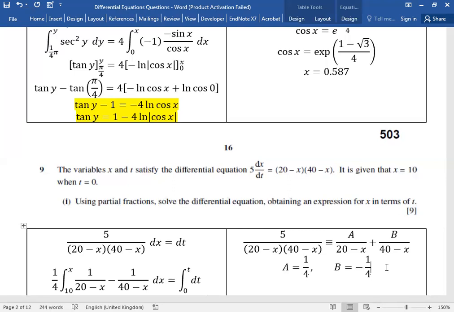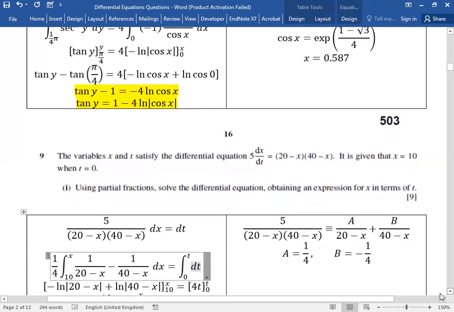Yes. For the whole thing you can take 1 upon 4 common outside, or you can just take 1 upon 4 common and multiply the other side by 4, so 4 dt will also come. There are both ways for that. And then you integrate. How do you integrate? 1 upon 20 minus x and then 1 upon 40 minus x.